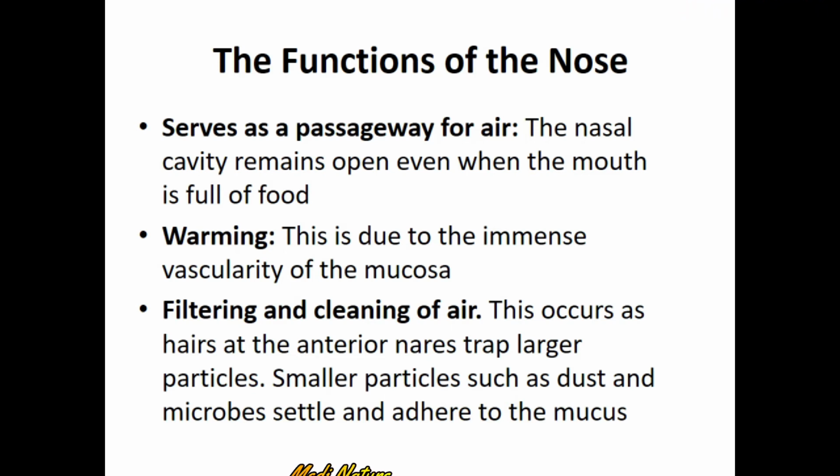As I told you earlier, the nasal cavity is highly vascularized. So the temperature of this blood adapts this air to a higher temperature. So warming of incoming air is a very important function of the nasal cavity. Then the other one is, it is important to filter and clean air.